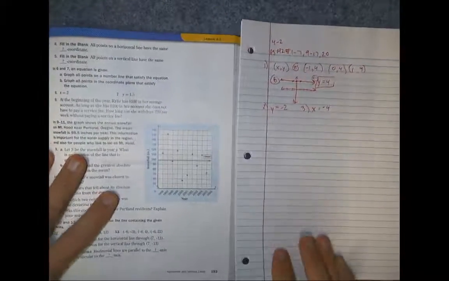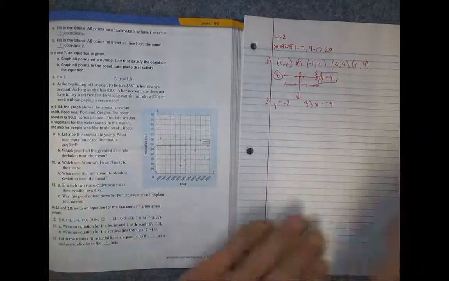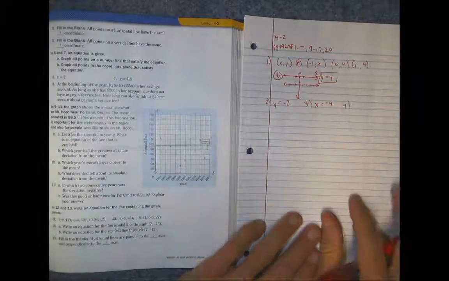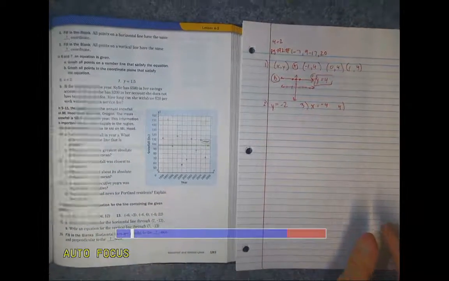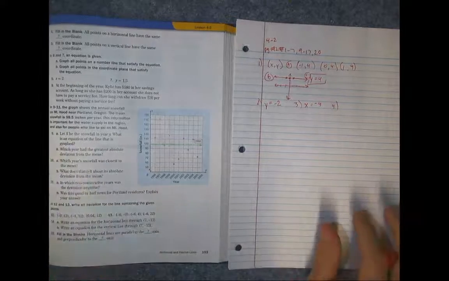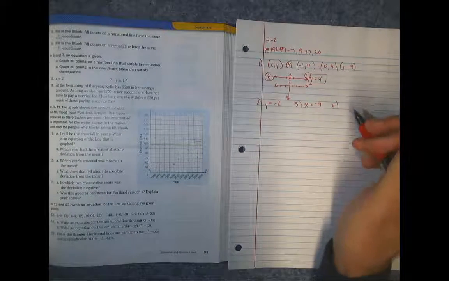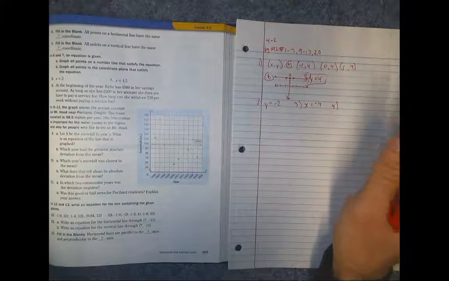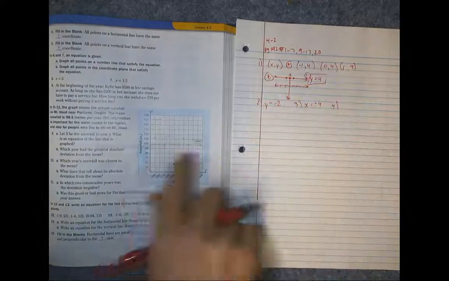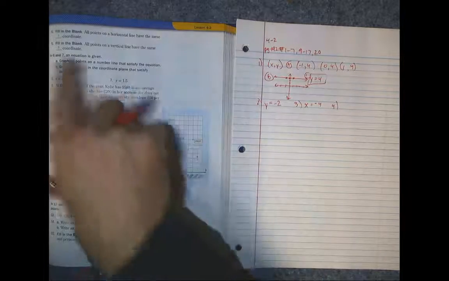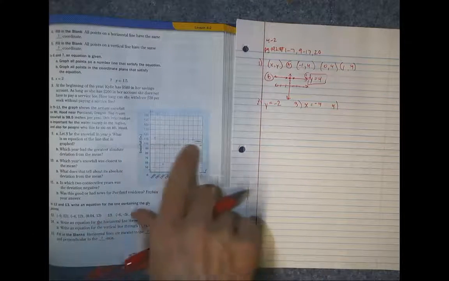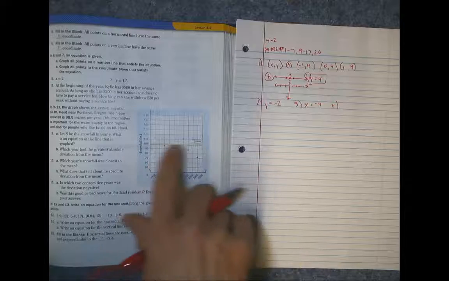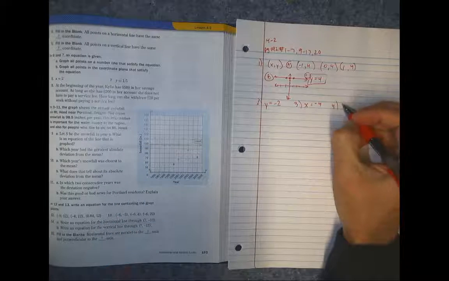Okay, moving on, number 4. So fill in the blank, all points on a horizontal line. So when I see the word horizontal, I remember that looks like the word horizon. When you look to the horizon, it goes left to right. So a horizontal line is going left to right, and they all have the same what coordinate. So the x value changes on these as you go from left to right, but the y value doesn't change.